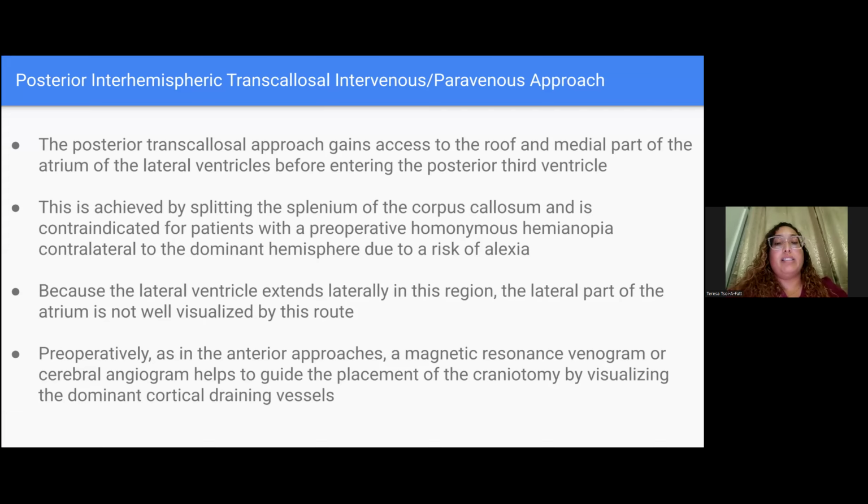Preoperatively, as in the anterior approaches, we would need a magnetic resonance venogram or cerebral angiogram, which would help guide the placement of the craniotomy by visualizing the dominant cortical draining vessels.